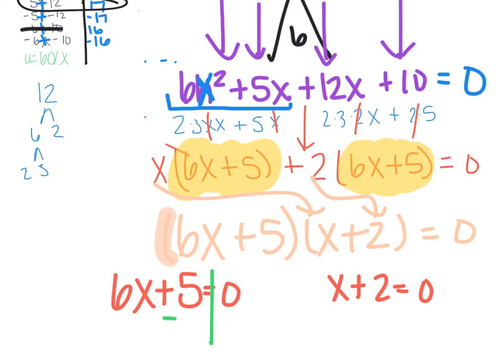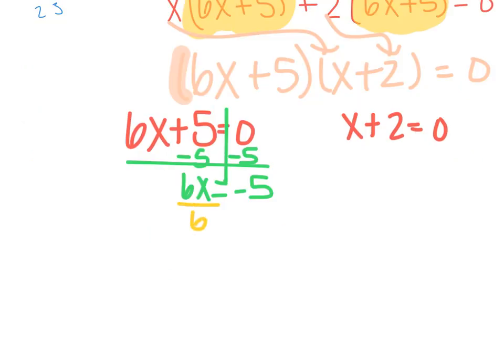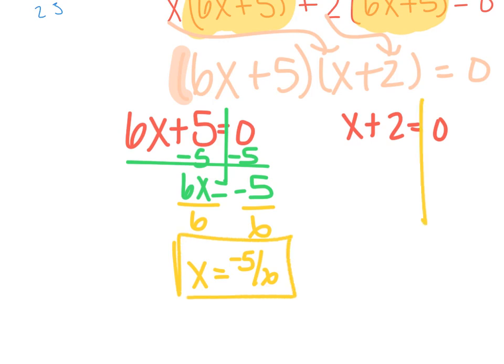Well, I'm going to subtract 5 from both sides, and I end up with 6x equals negative 5. And divide both sides by 6, and I end up with x equals negative 5 over 6 for one of my answers. The second one is much easier to solve. To get rid of the plus 2, we subtract 2 from both sides, so x equals negative 2 would be my second answer.